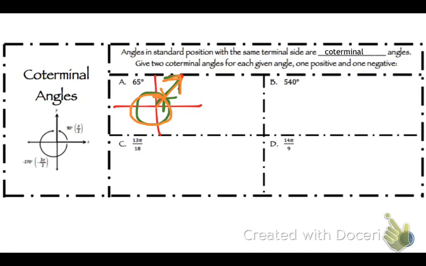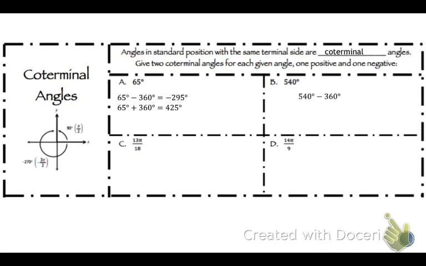Or we could rotate it 2 or 3 times. So we could go 1, 2, 3, 4. There's another coterminal angle. Okay, there are infinite numbers of these coterminal angles. So the easiest way to do this, especially if we need a positive one and a negative one, well, let's just start by subtracting 360 and adding 360. So 65 minus 360 is negative 295 degrees. So that's one of the coterminals. When you add 360, you get 425.